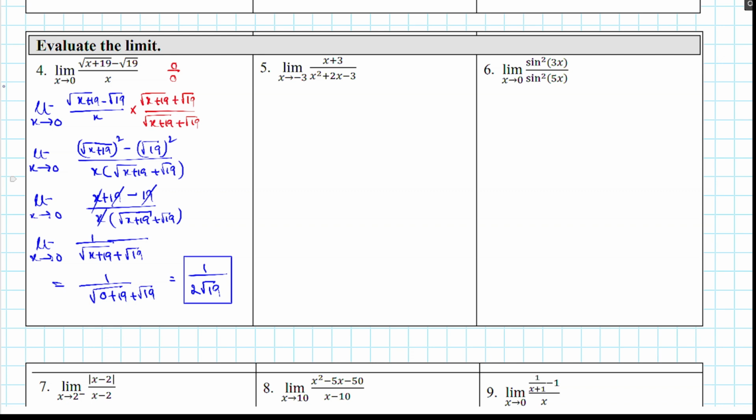Now let's move to the next one. The limit as x tends to negative 3 of x plus 3 over x square plus 2x minus 3. You can see by direct substitution of the limit you will get the indeterminate form 0 over 0. So here we have to factor the denominator. The limit as x tends to negative 3 of x plus 3 over x square plus 2x minus 3. The factors are x plus 3 and x minus 1.